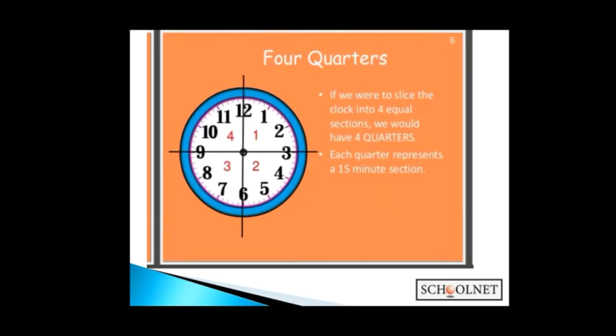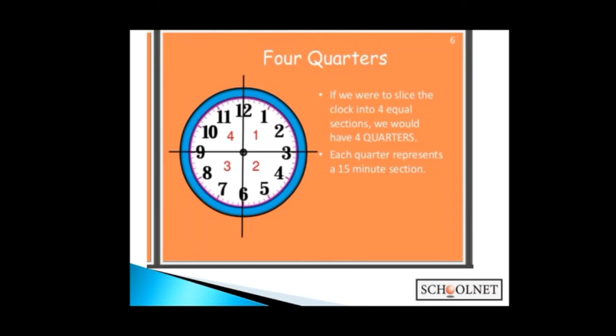Now we learn about quarters. In a watch we have 4 quarters. If we were to slice the clock into 4 equal sections, we would have 4 quarters. Each quarter represents 15 minutes of a session.